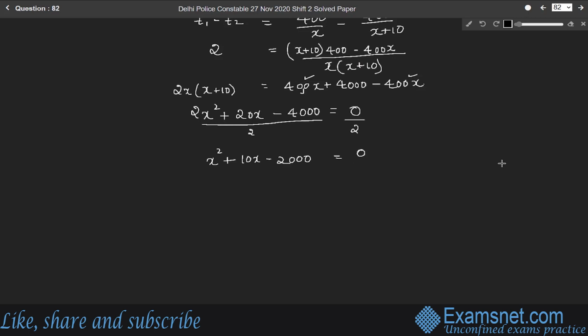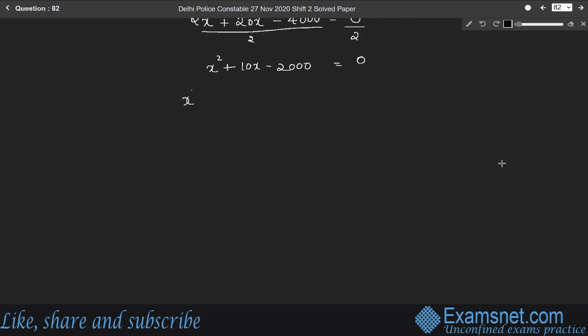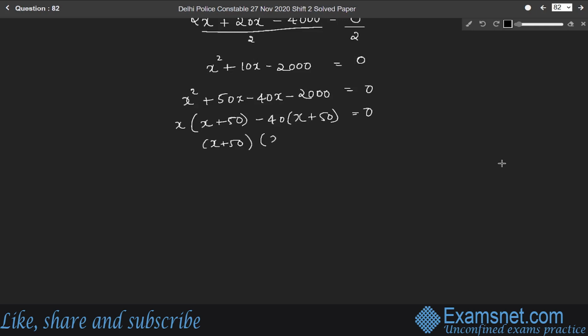Right? So here we have a quadratic equation. Therefore, by splitting the middle term, that is x square plus 50x minus 40x minus 2000 is equal to 0. x is the common term. So here x plus 50 minus 40 is the common term. Therefore, x plus 50 into x minus 40 is equal to 0. So x is minus 50 or x is equal to plus 40.